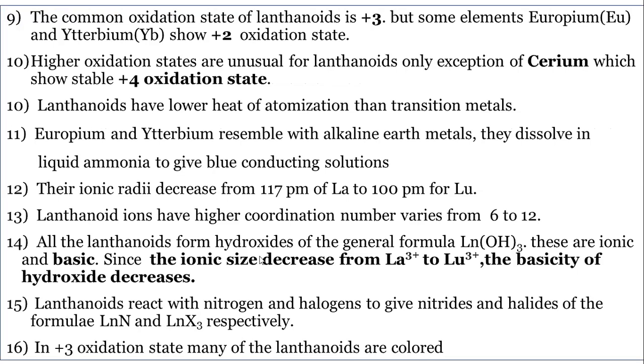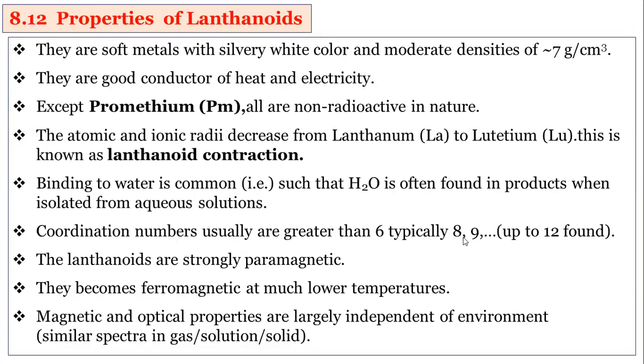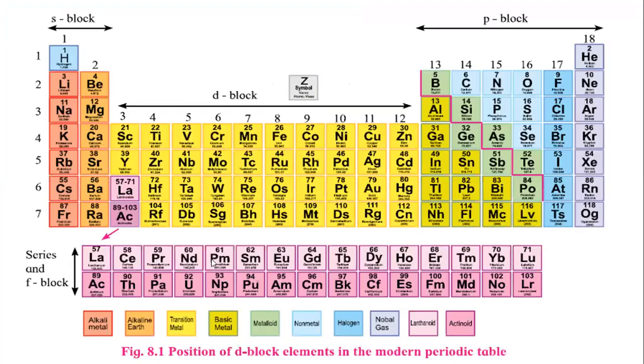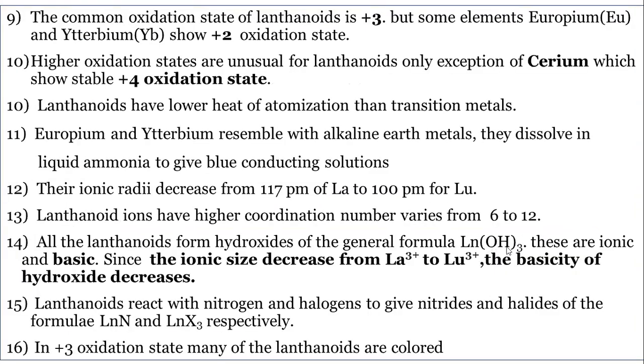All the lanthanides form hydroxides of the general formula Ln(OH)3. So these lanthanides form hydroxides, lanthanum hydroxide to lutetium hydroxide. The general formula of this hydroxide is Ln(OH)3, remember, and it is ionic and basic in nature. This is due to the ionic size decreasing from La3+ to Lu3+. So, as the ionic size decreases, the basicity also decreases.